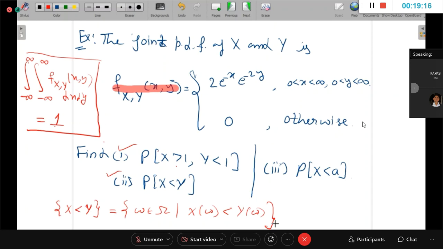Okay, right? So these are the real values. This is the abuse of notation of this. We will come to this third problem later. So x less than y is going to be this set. How will you handle this now?